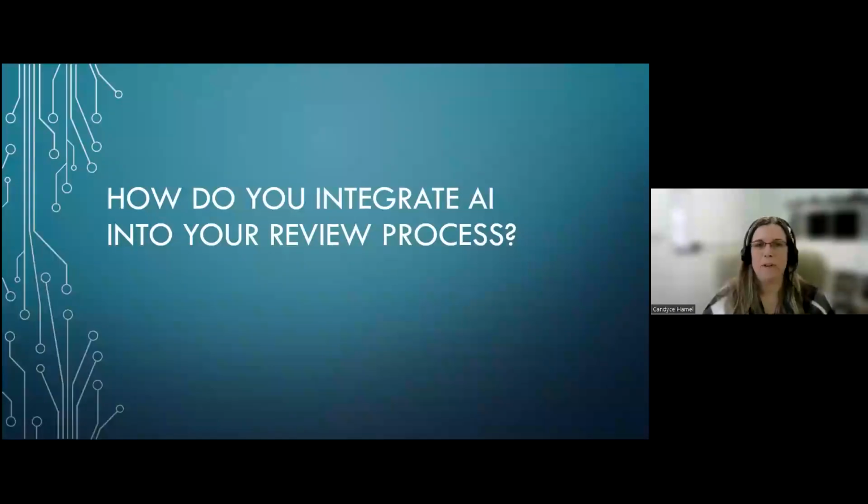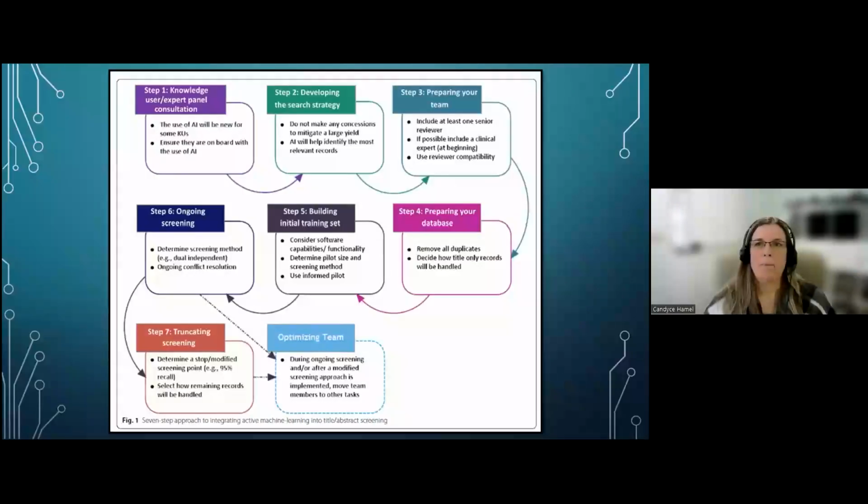So how do you integrate this into your process prospectively? This diagram is in one of the articles that were published, and so basically you just want to make sure that you have your team set up properly. It may not be all that different from how you're currently running your evidence review teams. A couple things though that you need to consider. So, not everybody trusts AI. So if you're working with knowledge users or an expert panel who are consulting you on your review, you want to make sure that they're on board with the process of how you're using AI.